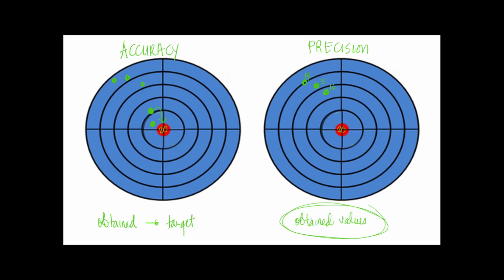So are your scores near to each other? Of course, yes. So that means the obtained values are near to each other, so there is precision. But are these scores accurate? Of course not, because 14, 15, and 16 are not close to your target value, which is 20.